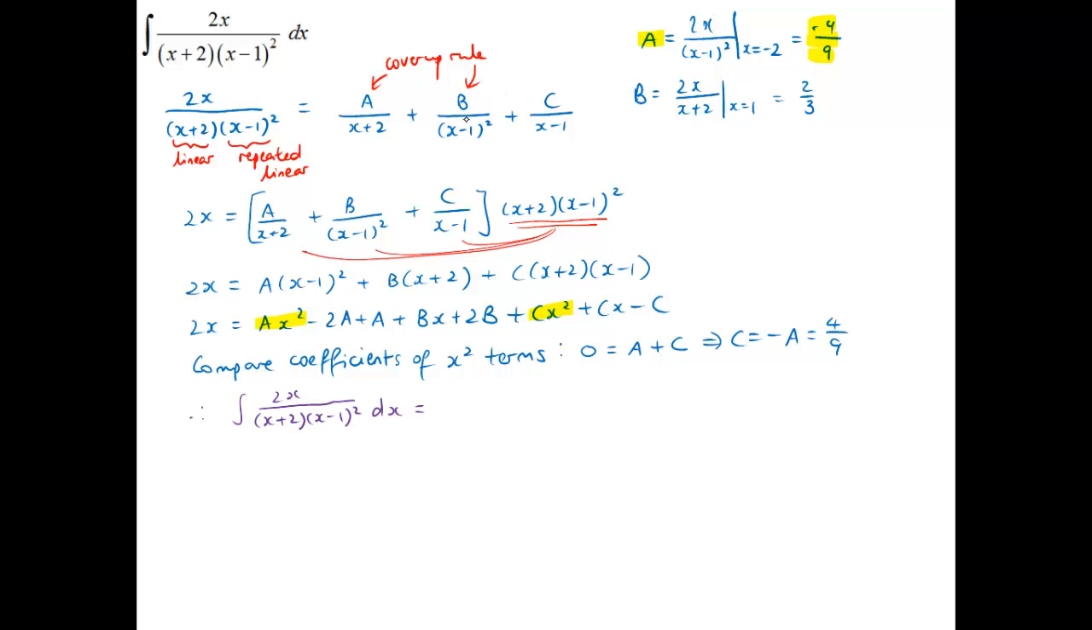So with these values of A, B, and C, I'm now going to solve the integration. So I'm going to take these partial fractions and put it into the integral instead. I have A over x plus 2, where A is negative 4 over 9. I have B over x minus 1 squared, where B is 2/3. I have C over x minus 1, where C is 4 over 9. So let me rewrite this in a way that is easier to see in order to integrate later.